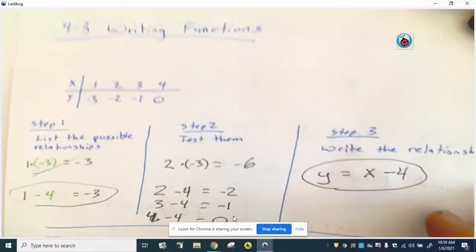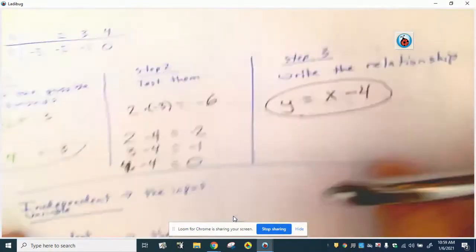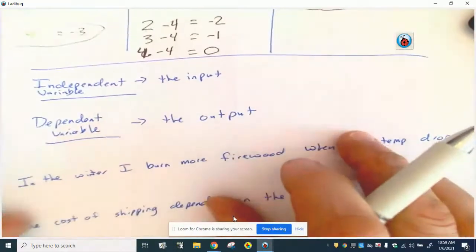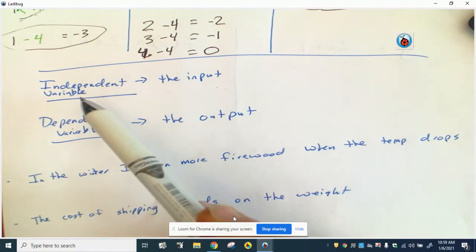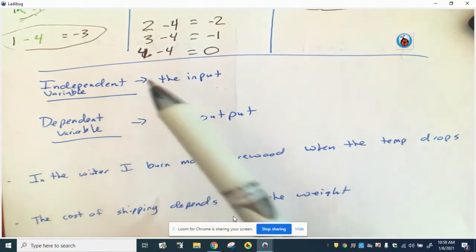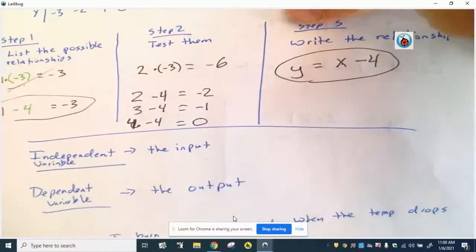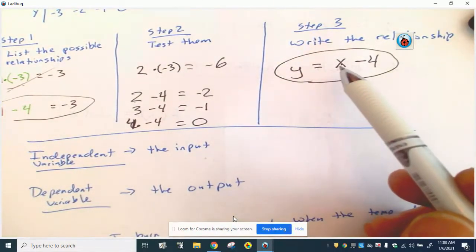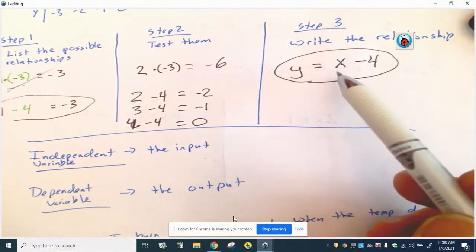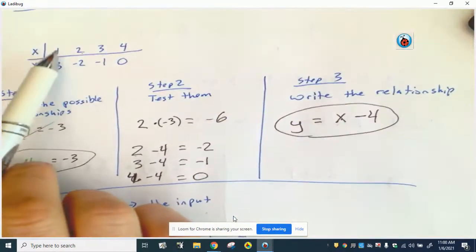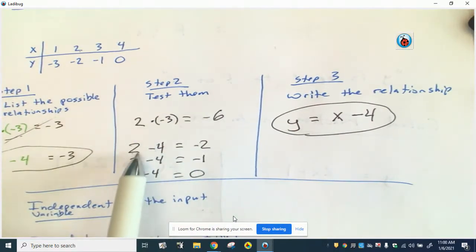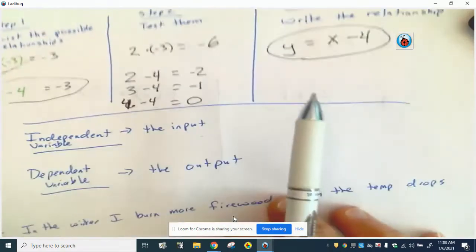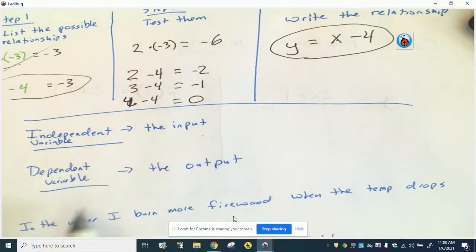Okay? Now, there's some technical things we have to talk about with this as well, and those are what those variables are called. We're going to have what we call an independent variable. The independent variable is always going to be the input. So in this case, the input is the x value, right? We're putting the numbers into the x, right? We plugged in a 1, we plugged in a 2, we plugged in a 3, right? This is where we plug those numbers in. That's called the independent variable. The dependent variable is the output, okay?